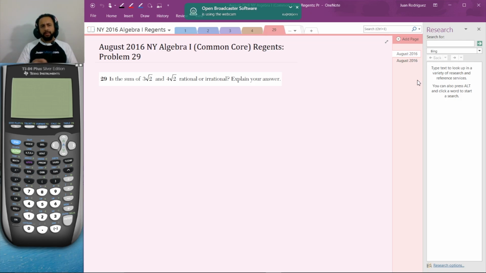So here's the problem. Is the sum of 3 radical 2 and 4 radical 2 rational or irrational? Explain your answer. So many pitfalls in this question. For example, make sure you perform the operation asked, sum. Make sure that you don't just guess. Make sure you don't just state an answer, although stating an answer will give you points if you get the answer correct.